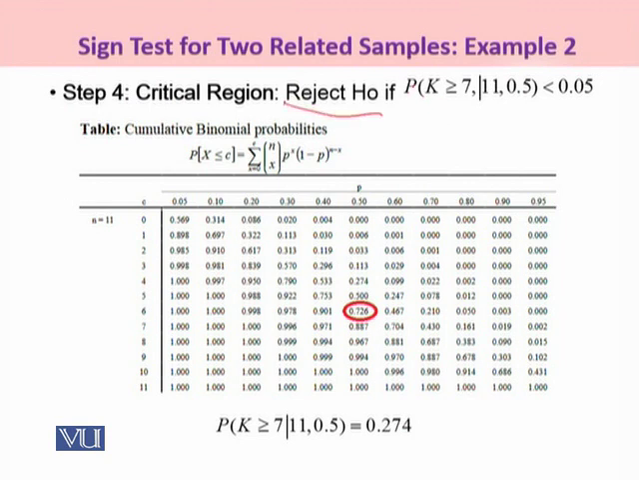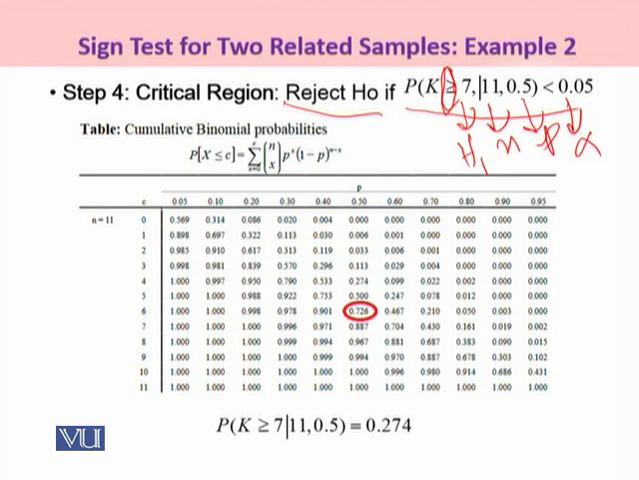We reject H naught if the probability of K greater than or equal to 7, which is the number of positive signs. Students, our critical region will be based on the alternative hypothesis, and under the alternative hypothesis we were considering the greater than sign. So the probability that k will be greater than or equal to 7, given that n is equal to 11 and this is the p, has to be less than 0.05, that means alpha. The greater than or equal to sign is based on the assumption that our alternative hypothesis is true.